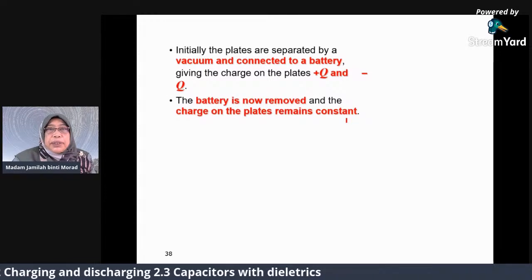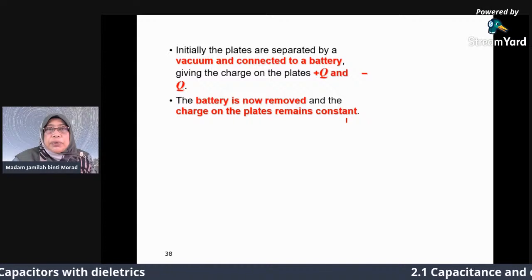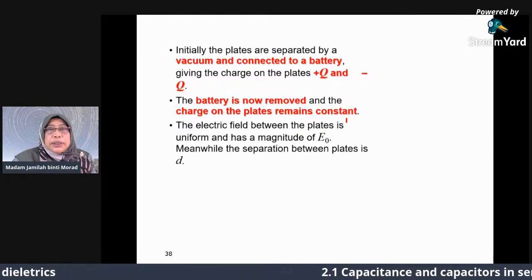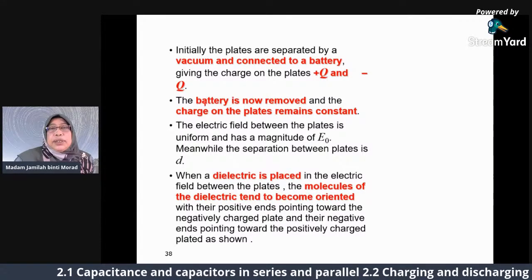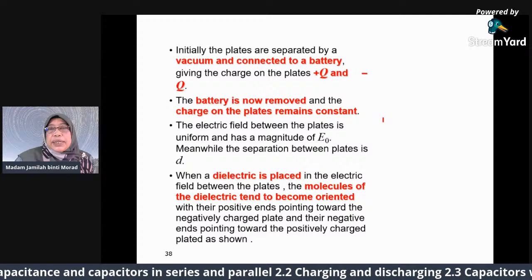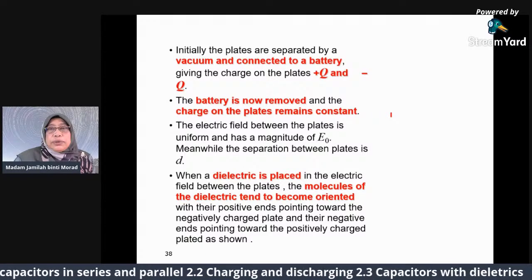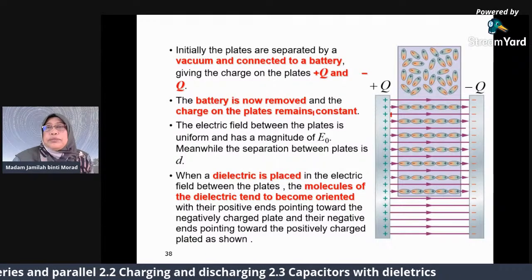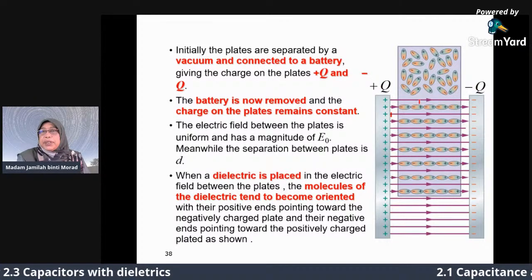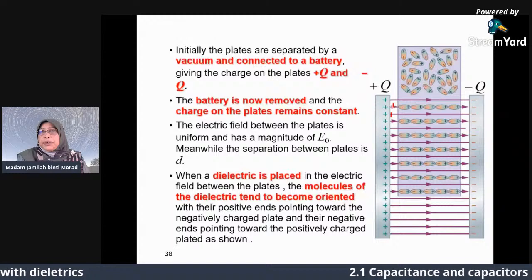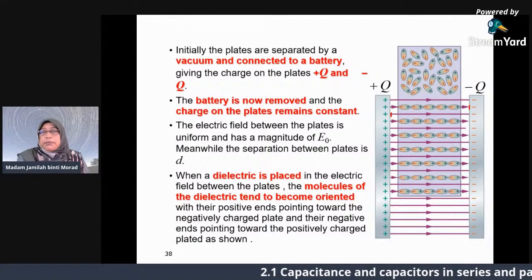Initially, the plates are separated by a vacuum and connected to a battery, and so the charge will accumulate on the plate of the capacitor. Then you remove the battery. When you remove the battery, the charge is constant. The battery is now removed and the charge on the plate remains constant. You charge the capacitor, positive plate and negative plate. You have the electric field from positive plate to negative plate.